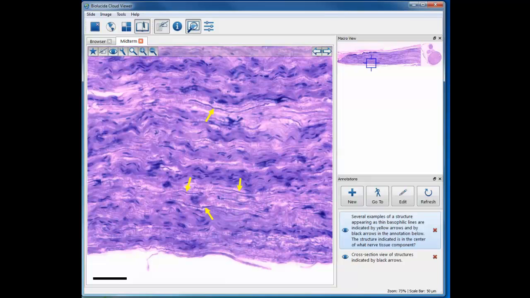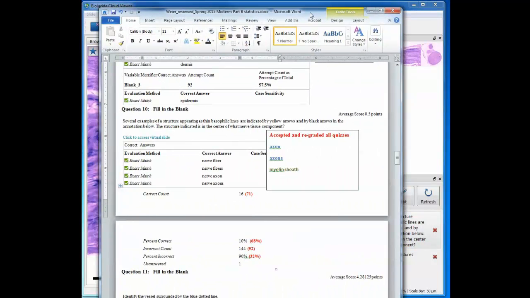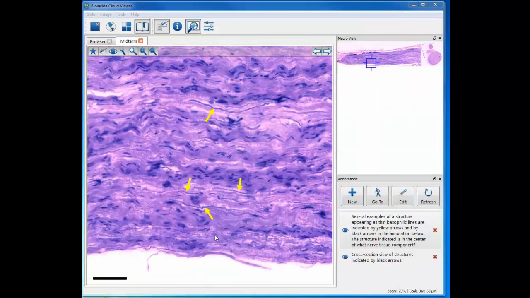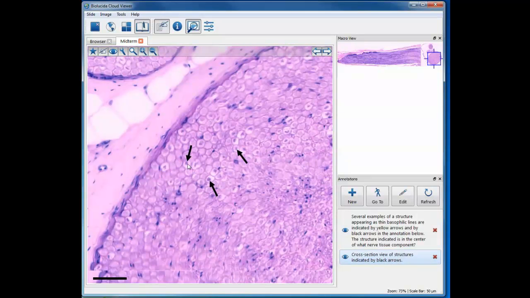Now, we initially only accepted nerve fiber, singular or plural, or nerve axon, singular or plural. And when we did that, only 10% of the class got it correct. So upon looking at what you put in, some said axon, others said axons, and one person put myelin sheath. And so we accepted these as correct answers, and even myelin sheath is okay because the question asked what the structure is in the center of, and truly it is in the center of the myelin sheath. So when we did that, the percent correct in the class rose to 68%.